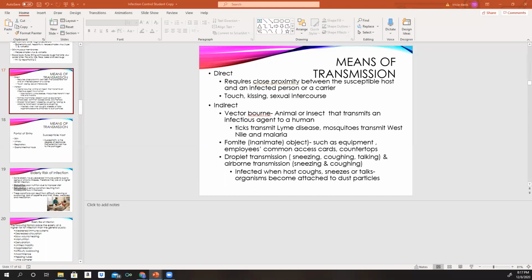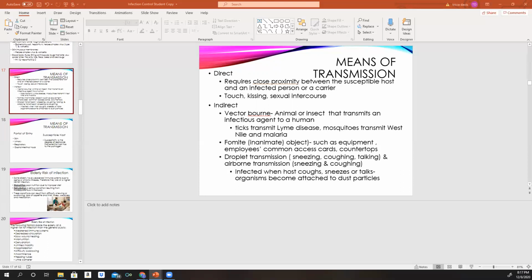And then we have indirect contact, which involves personal contact with either a vector, which is a live creature that transmits an infectious agent to a human, usually an insect, or an inanimate object called a fomite, such as equipment or countertops. Organisms can also be spread through the airborne route, which is when an infected host coughs, sneezes, or talks, and the organism becomes attached to dust particles. And then another means of transmission is through droplets.